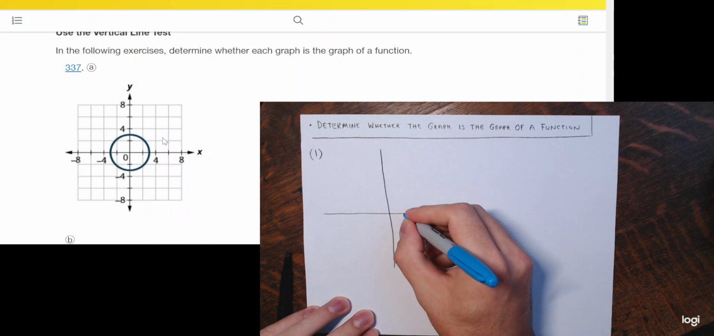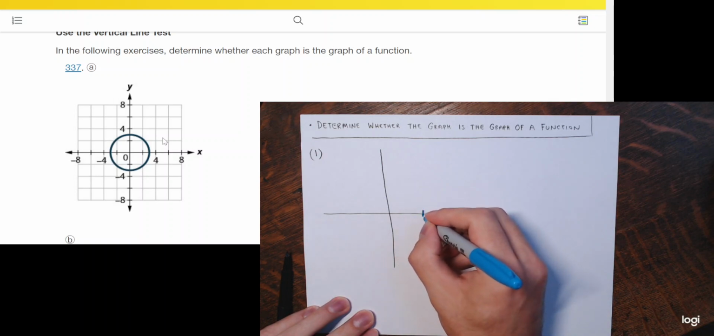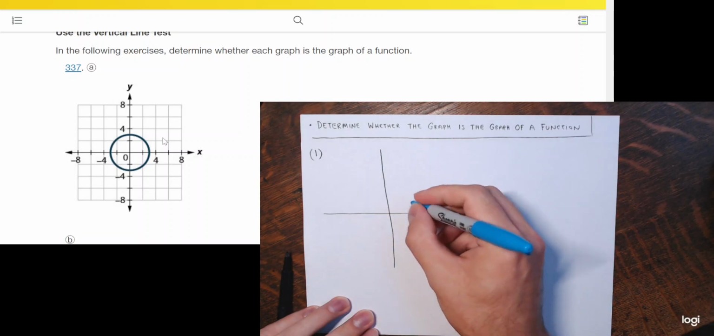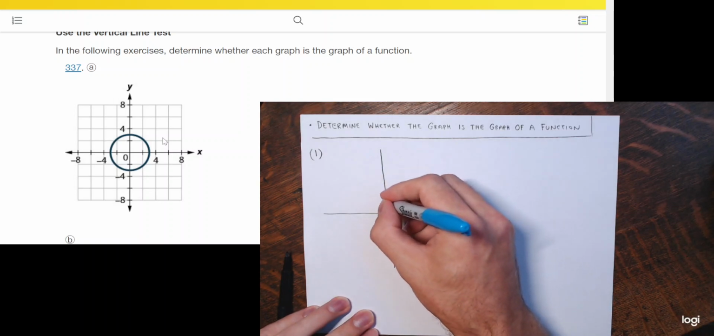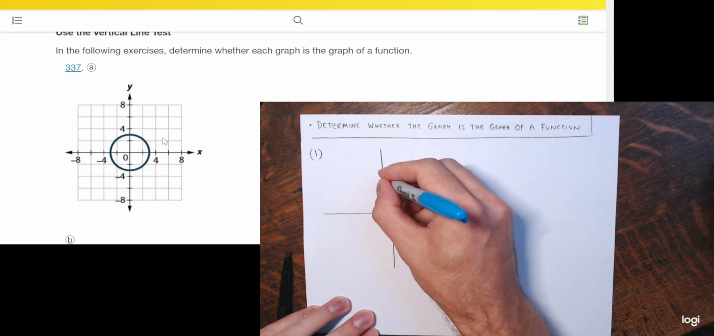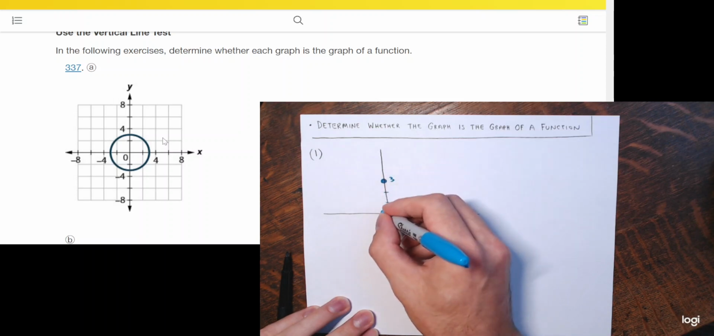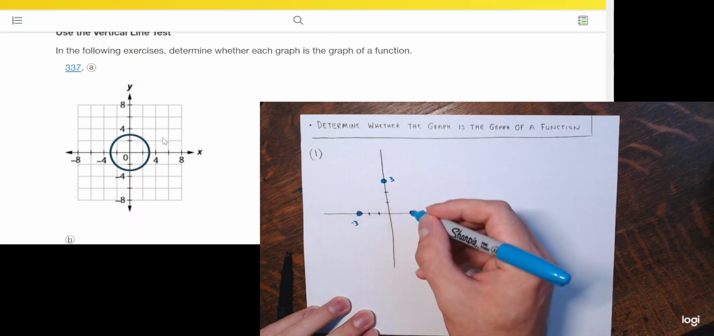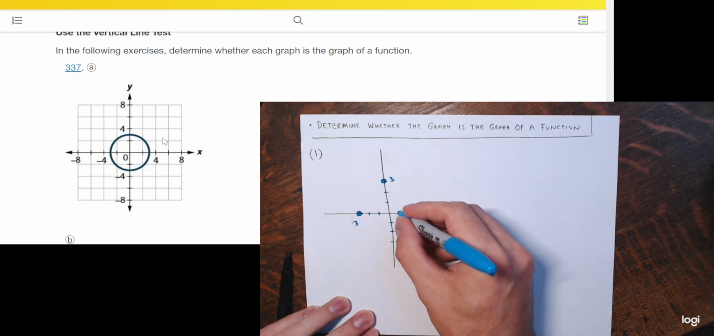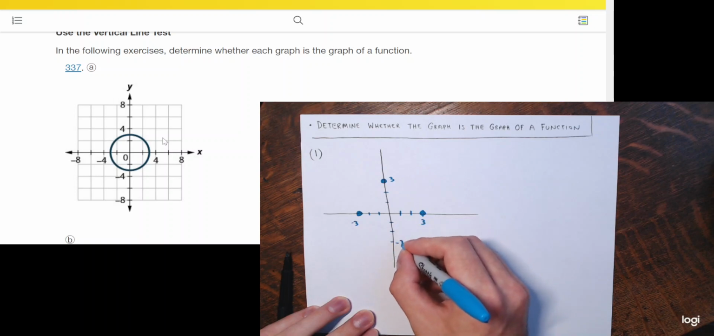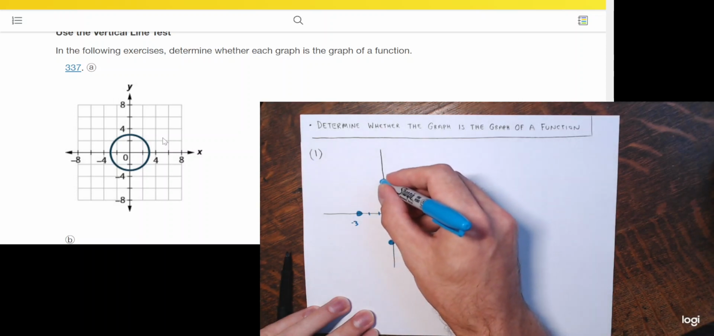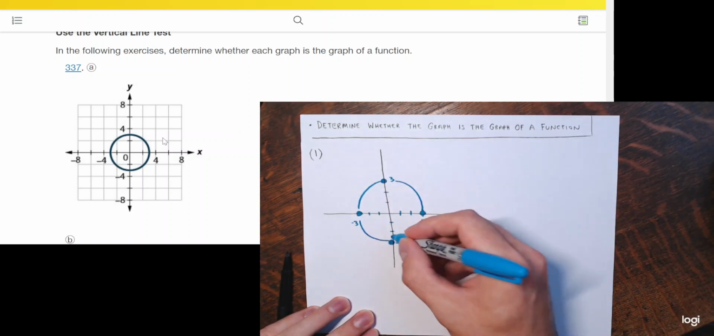One of those points looks like it's at 3, 0. There's the ordered pair 3, 0, and then 0, 3, -3, 0, and 0, -3. Just looking at the picture there, it's a circle. This relation has infinitely many ordered pairs.